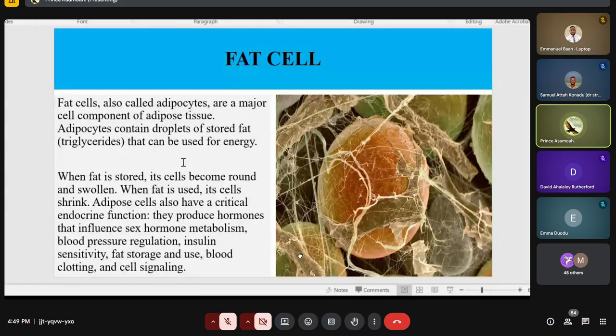We then go to fat cells, or adipocytes. Fat cells, or what we call adipocytes, are a major cell component of adipose tissue. Adipocytes contain droplets of stored fat, what we call triglycerides, and that can be used for energy.